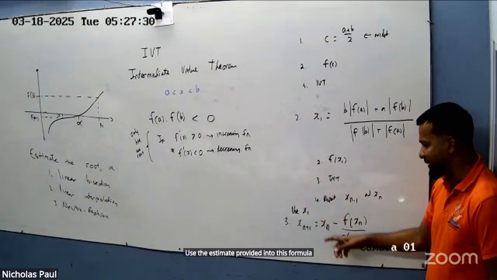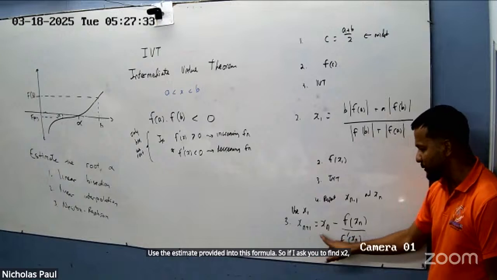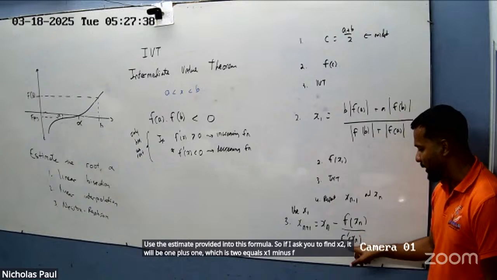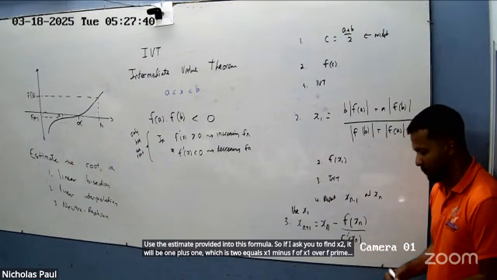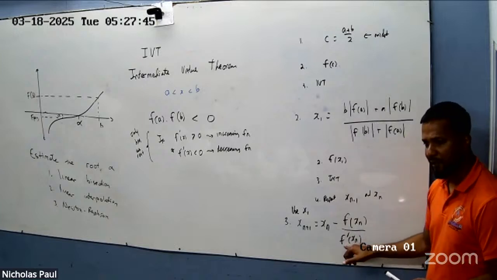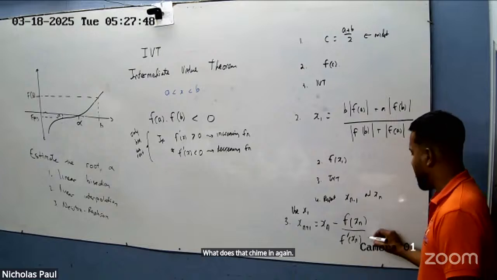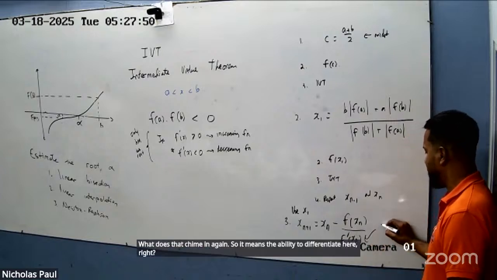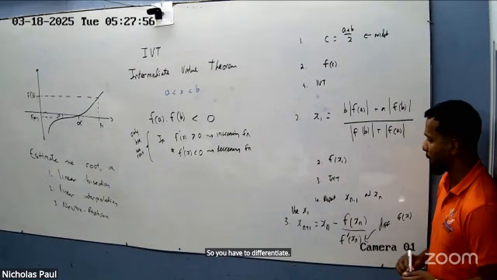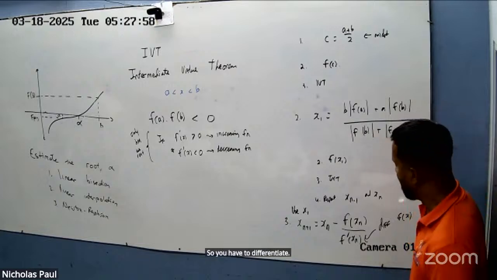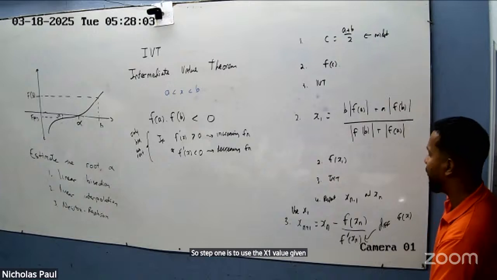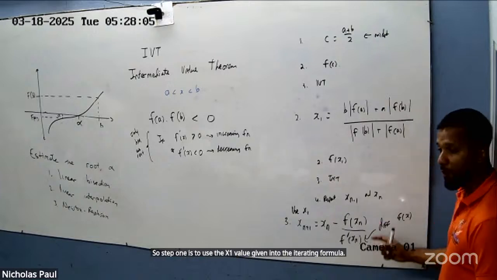So if I ask you to find x2, it will be 1 plus 1, which is 2, equal to x1 minus f of x1 over f prime x1. Okay, what does f prime mean again? Differential, right? So you have to be able to differentiate here. So you have to differentiate f of x. So step 1 is to use the x1 value given in the iterative formula. Again, these formulas are supposed to converge.